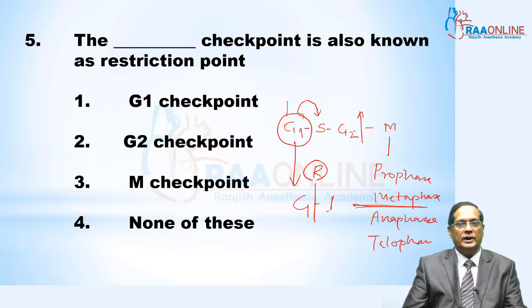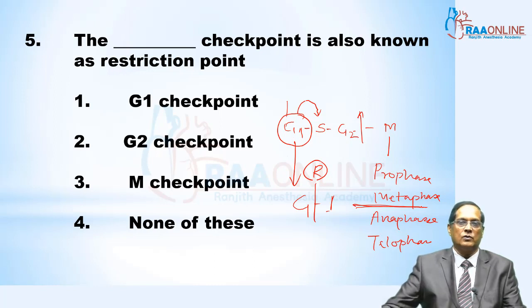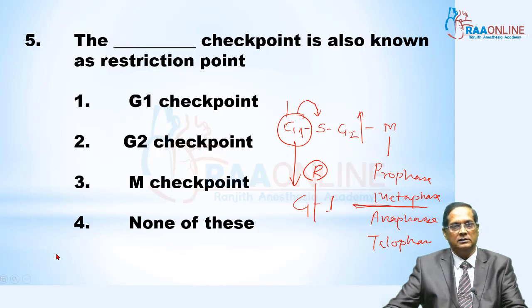For these checkpoints, cyclin proteins and cyclin dependent kinases are required. Once the cell crosses G1, the cell will definitely divide. I mean to say, in G1 stage the decision for cell division is taken. Before this checkpoint, the cell can exit. That is the G0 stage. The cell can exit and may enter from this stage also.